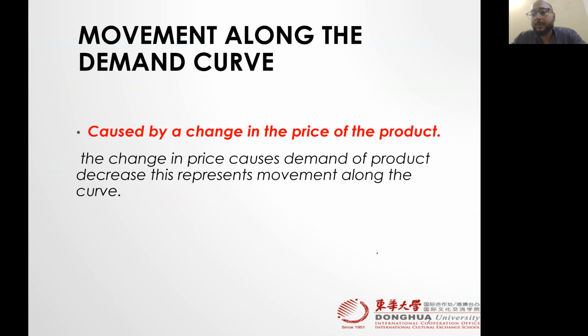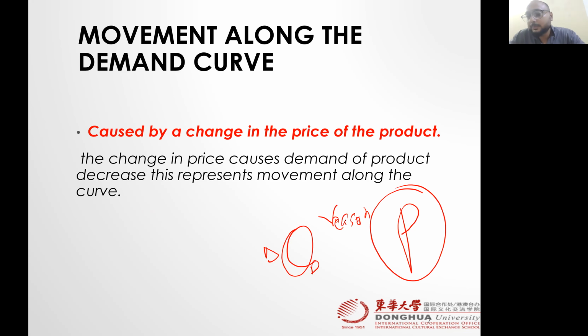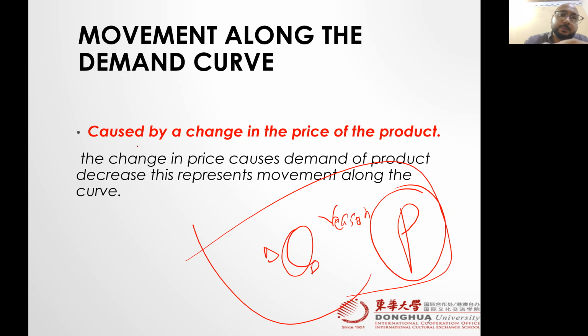First of all, we talked about the demand movement along the curve. What is movement along the curve? If there is a change in quantity demanded, and the reason is only price, then we say that is movement along the curve. Movement along the curve. Right here, yeah, here.